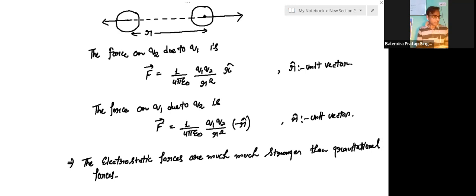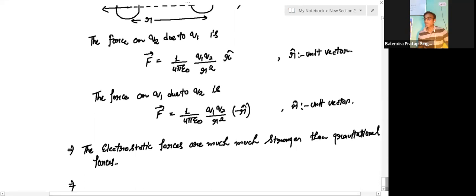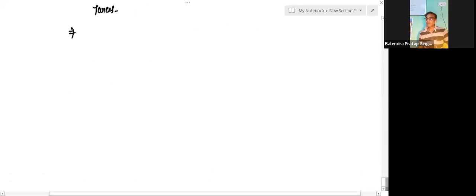Now let's try to do a small numerical over this concept. Suppose I put a question, let's try to do a numerical. Suppose I take a 5 microcoulomb charge here.